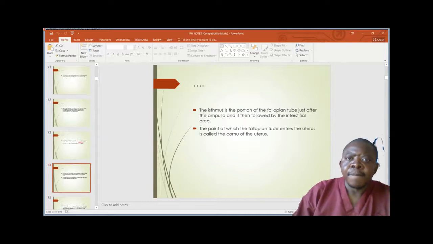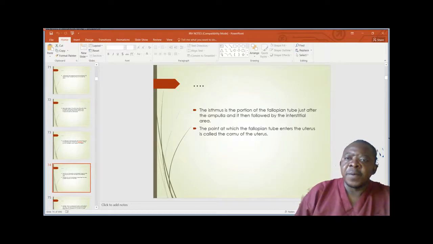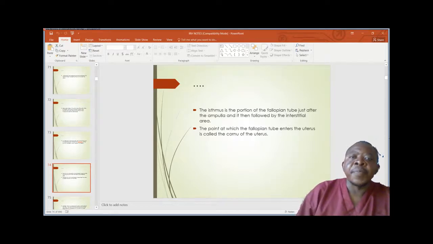So the isthmus is the portion of the fallopian tube just after the ampulla, and it is then followed by the interstitial area. The point at which the fallopian tube enters the uterus is called the cornu of the uterus.